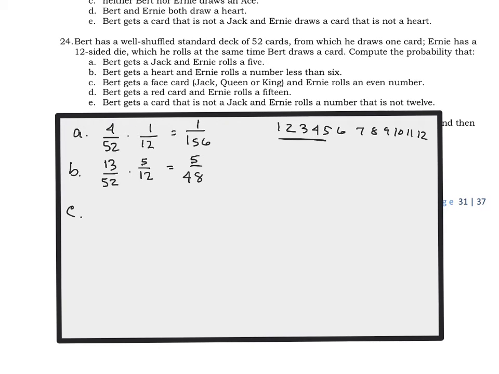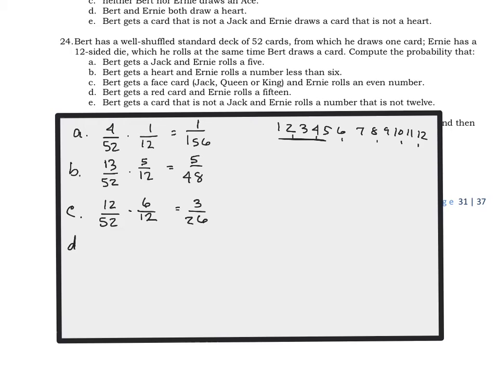C, Bert gets a face card, which is a jack, queen, or king. So we have that in 4 different suits. So that's 12 out of 52, and Ernie rolls an even number. So it's 2, 4, 6, 8, 10, 12. So that's going to be 6 out of 12. And so that's going to end up being 3 out of 36 when everything reduces.